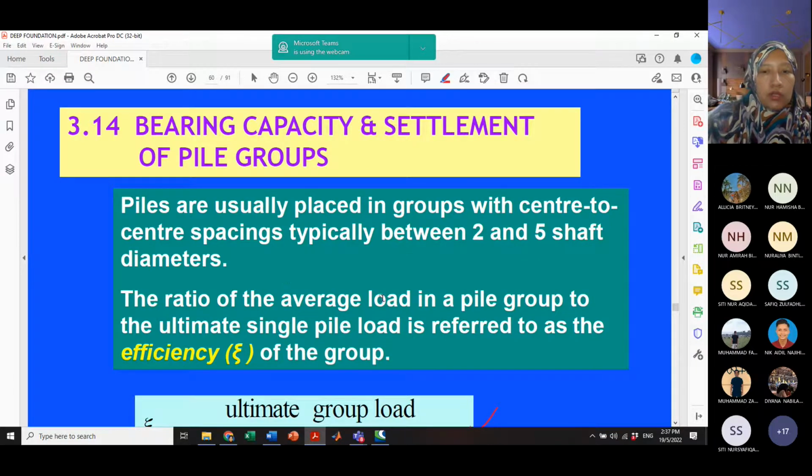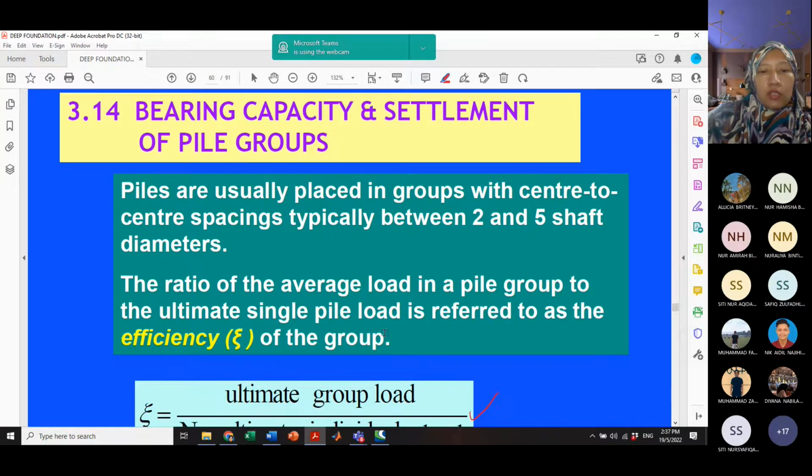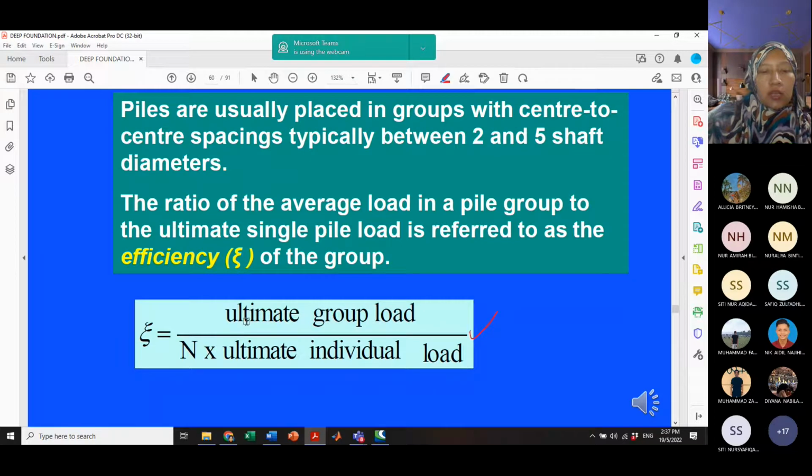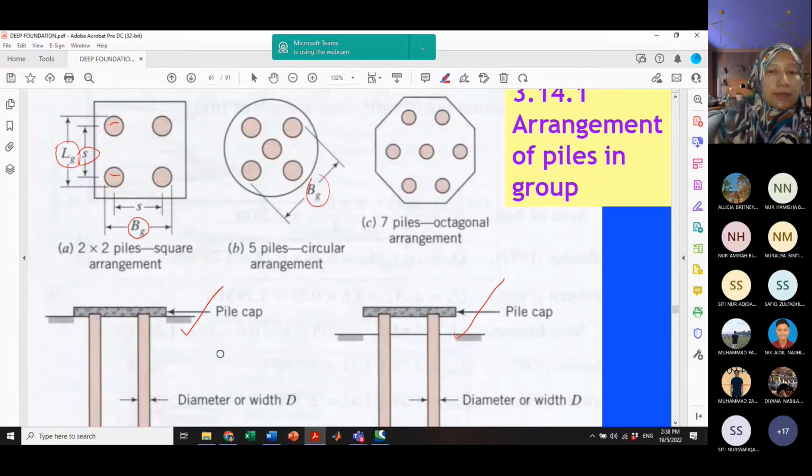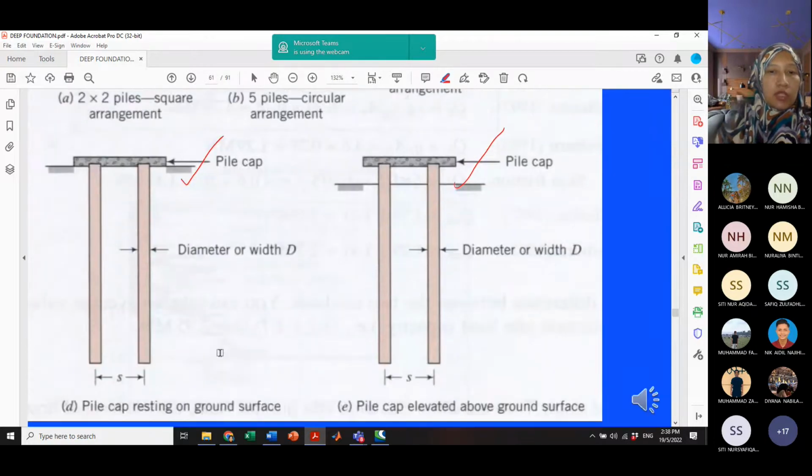So the ratio of the average load in the pile group to the ultimate single pile load is referred to as the efficiency of the group. So that's what I told you just now. If you want to know the efficiency, you must first know the ultimate bearing of the pile group divided by the number of piles. For example, if we have 4 piles, multiplied by the ultimate individual load of 1000, 4 times 1000, then you divide by the ultimate group load, and you will get the efficiency of the pile group. This is the same thing as before, for explanation.